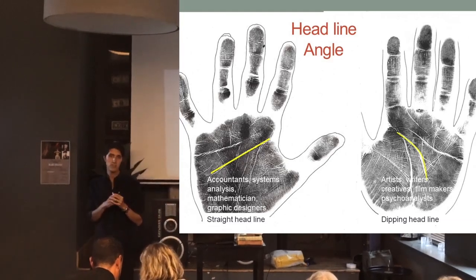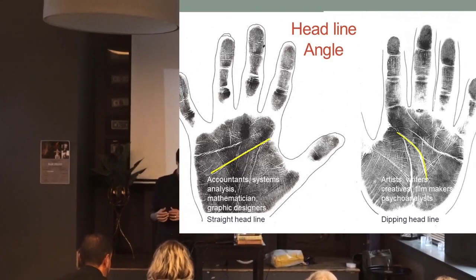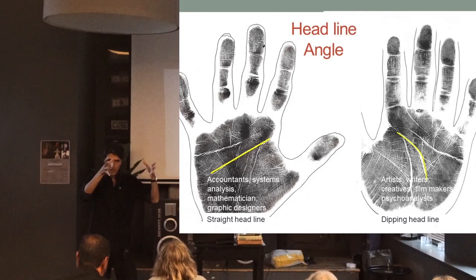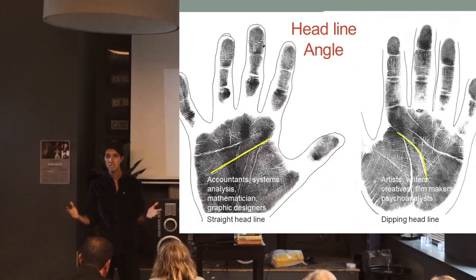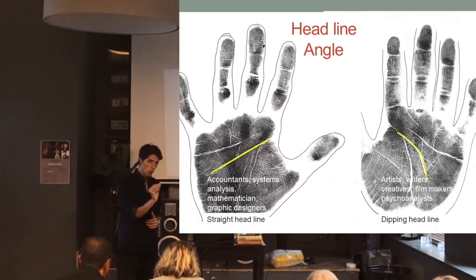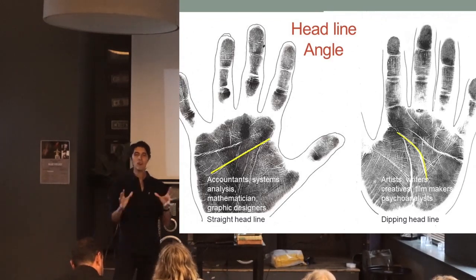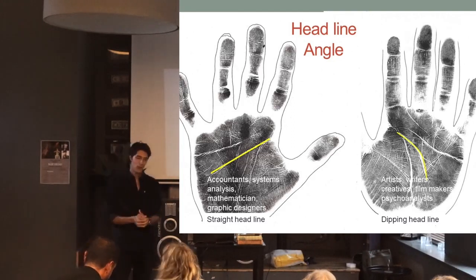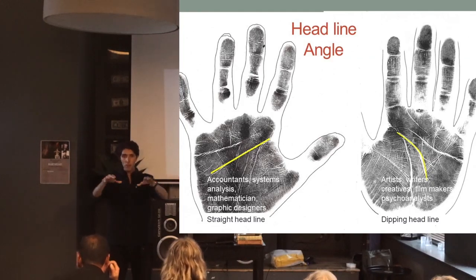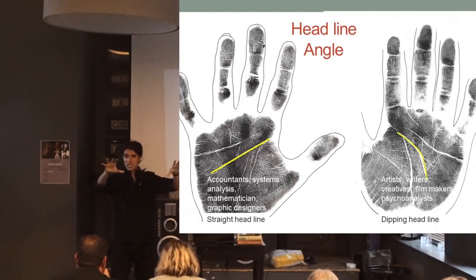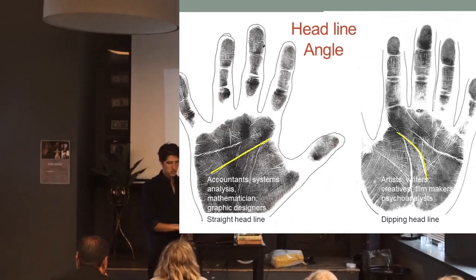Careers and vocations that people tend to go for with straight headlines would be like accountants, systems analysts, mathematicians, graphic designers, anybody that's working in a kind of technical, mental analysis way that requires a lot of logic. They can very often be very good at maths and statistics and these sorts of things. Now, of course, we have to weigh up other things on the hand as well. You would never just look at the headline and say, well, this person's going to make a great accountant, because there's going to be so many other things that we'd look at. But it's the way of thinking, it's the way of processing. It gives somebody an objective viewpoint. Somebody with a straight headline is much more able to assess information on a kind of worldly perspective and make a judgment based on those things.